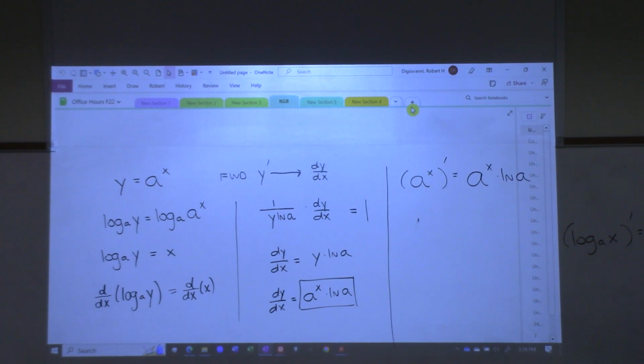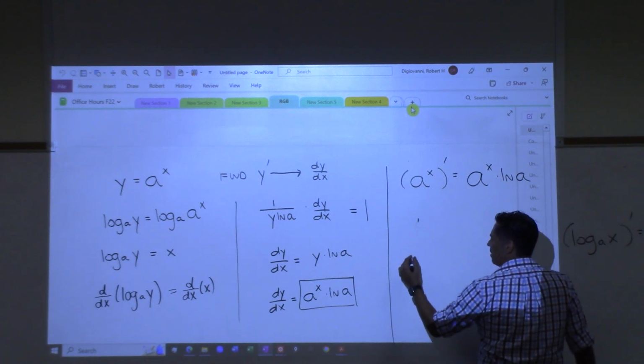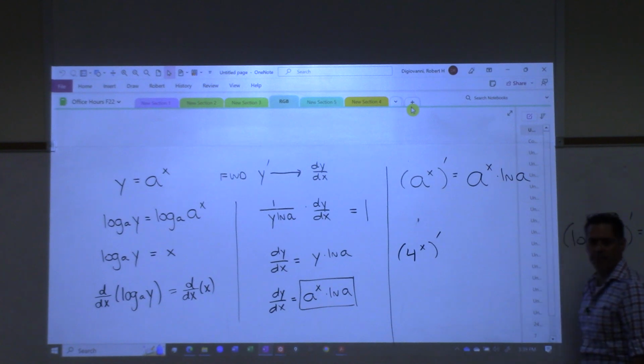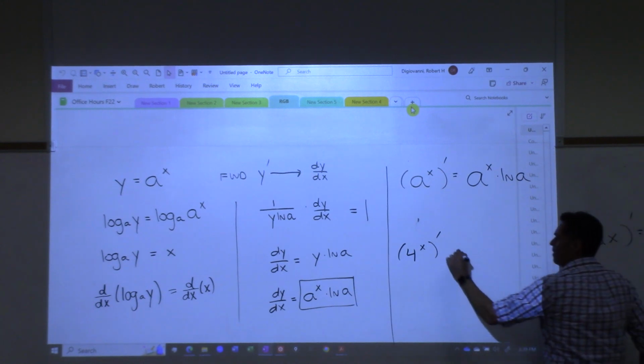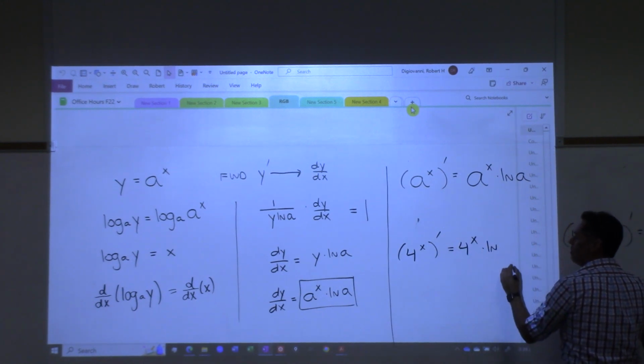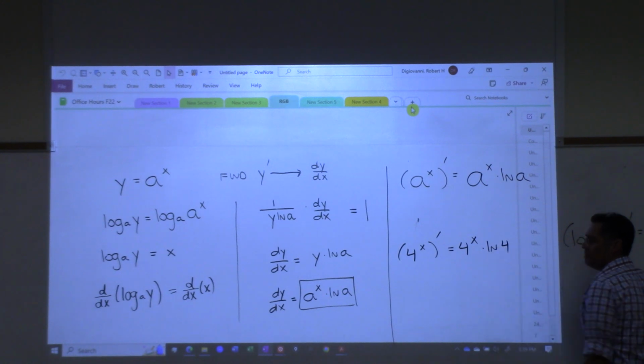What happens if a is e? Yeah, so what happens if a is e? Well, let me get to that. Let me do another one first. So as an example, if I said, hey, here's 4 to the x, what's its derivative? You would say what? Itself first, right? Itself is just 4 to the x, but then times natural log of 4, and you're done.